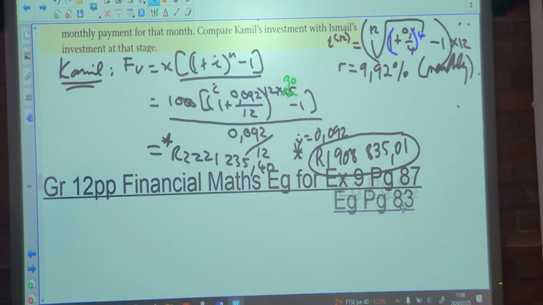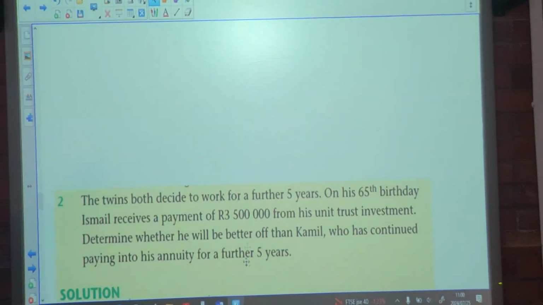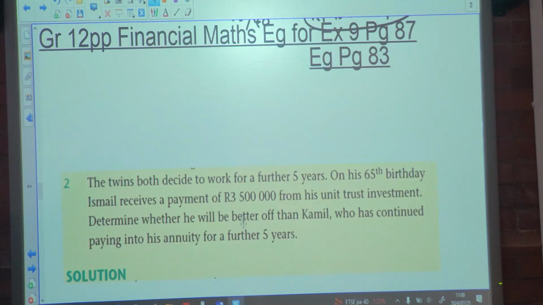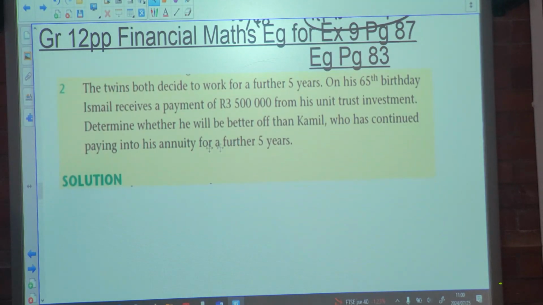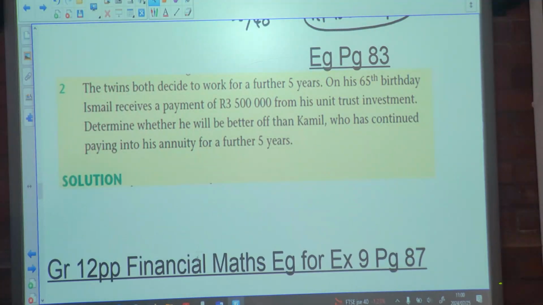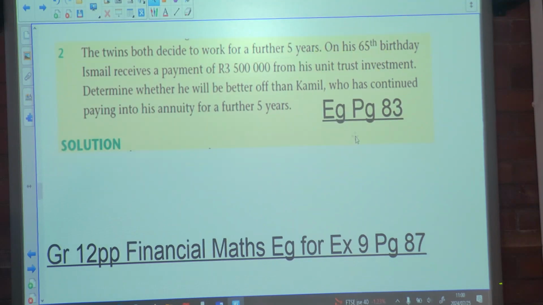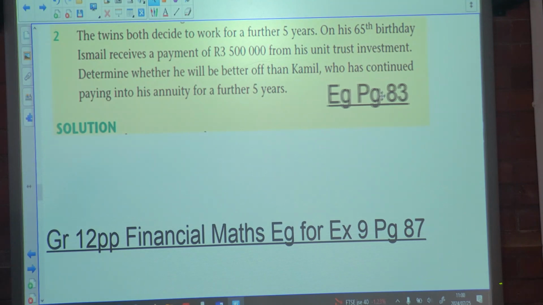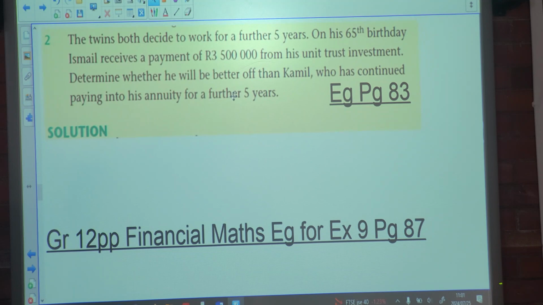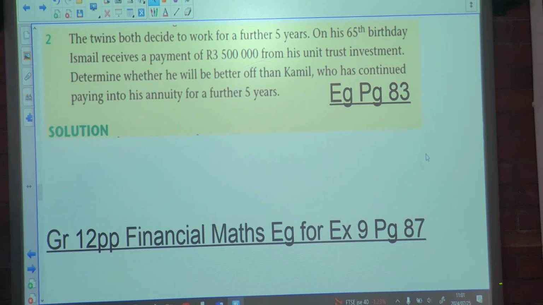Right, let's look at the next question they're asking us. The twins decide to work for a further 5 years. On his 65th birthday, Ismail receives a payout of 3,500,000 from his unit trust investment. Determine whether he will be better off than Kamil, who has continued paying into his annuity for 5 years.